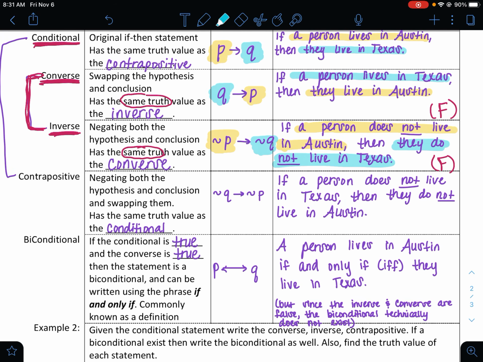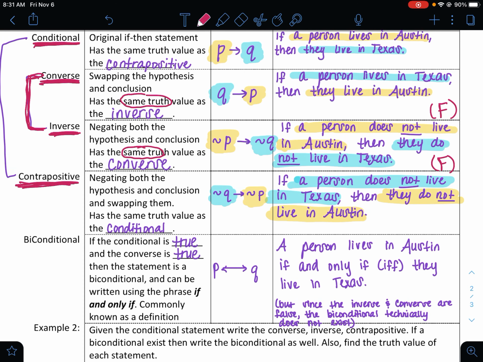All right, let's move down to contrapositive. Contrapositive is when you swap the hypothesis and conclusion and you negate them both. So Q is first, but it's also not. If a person does not live in Texas, and then now this hypothesis is last, they do not live in Austin. We switch P and Q and we put not for both of them. So contrapositive does both things. It swaps it and it also makes it both not or opposite.